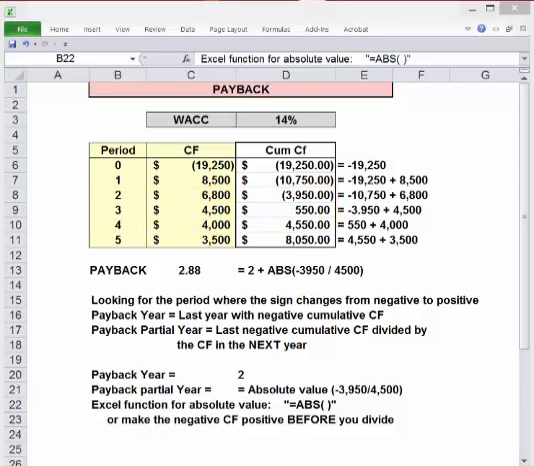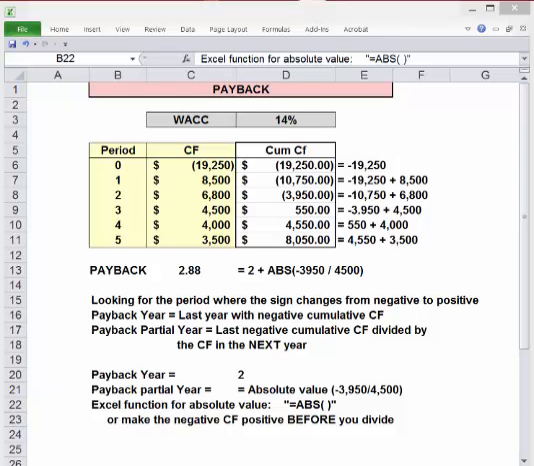A basic assumption in finance is the cash flows occur at the end of a period. In this particular case, we assume the cash flows occur evenly across each year. Thus, we need to find out how far into the next year we need to go to exactly cover our initial outflow. In this example, sign changes between years 2 and 3. At the end of year 2, we're still short $39.50. But by the end of year 3, we've taken in another $4,500.